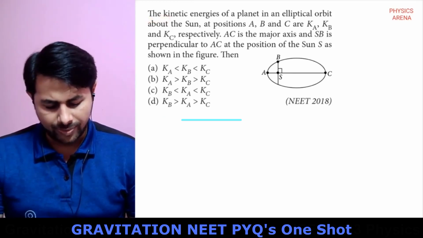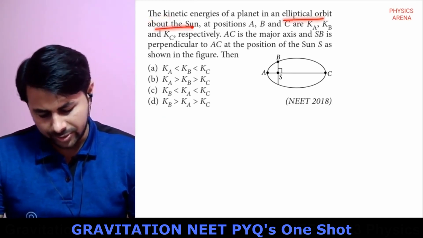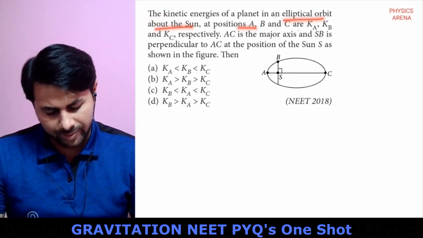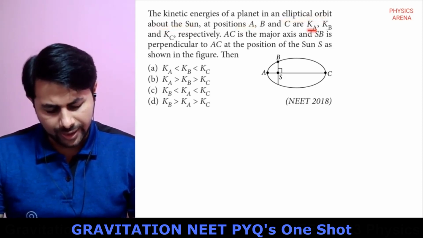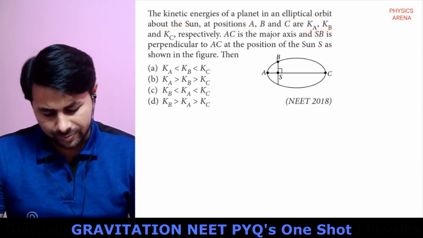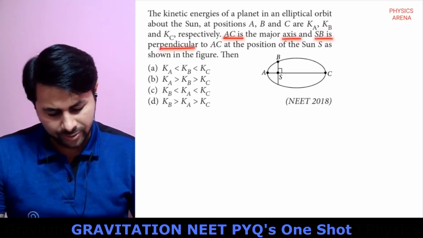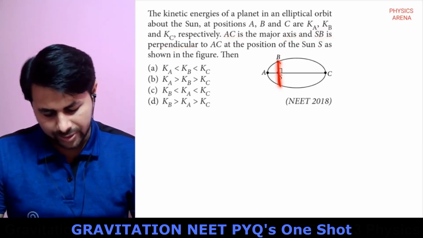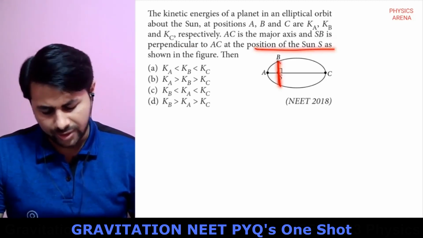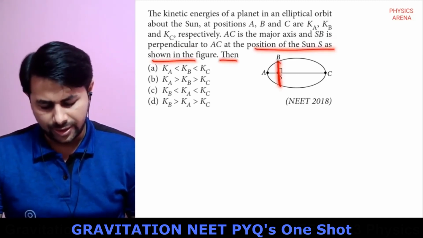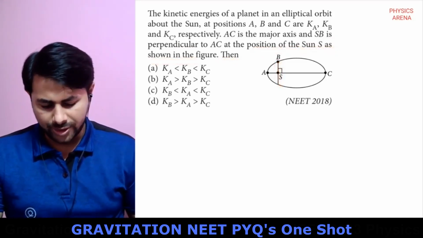The kinetic energies of a planet in an elliptical orbit around the Sun at positions A, B, and C are KA, KB, and KC respectively. AC is the major axis. SB is perpendicular to AC at the position of the Sun, as shown in the figure. Then these are the options.